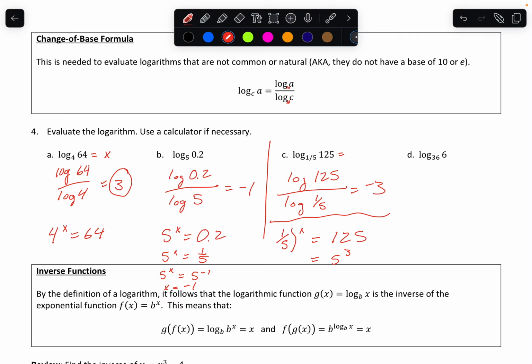One of the things that we know about 1/5 is that it's 5 to the -1, so this is 5 to the -1 to the x. That'd be the same thing as 5 to the -1x equals 5 to the 3. And if -1x equals 3, then x has to be equal to -3.